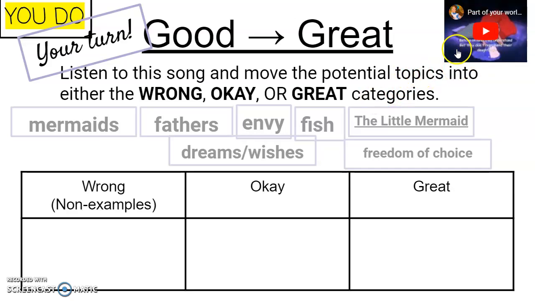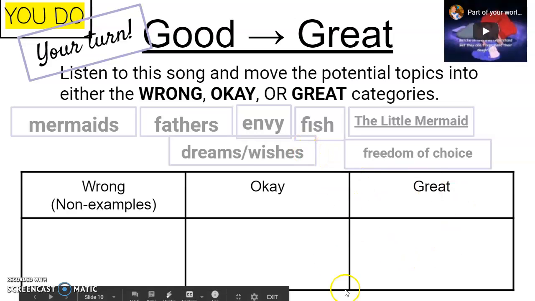So after listening to the song, you are going to look at dreams and wishes. Is that, number 1, an accurate topic for this song? Number 2, is it more of a deep level topic to this song? If you believe so, those are the things we're looking for. Those are the words that will go into our great category. If it's okay, it might be that it is somewhat about that, it is a topic, but it's more surface level, and wrong is these are not topics in that song whatsoever.